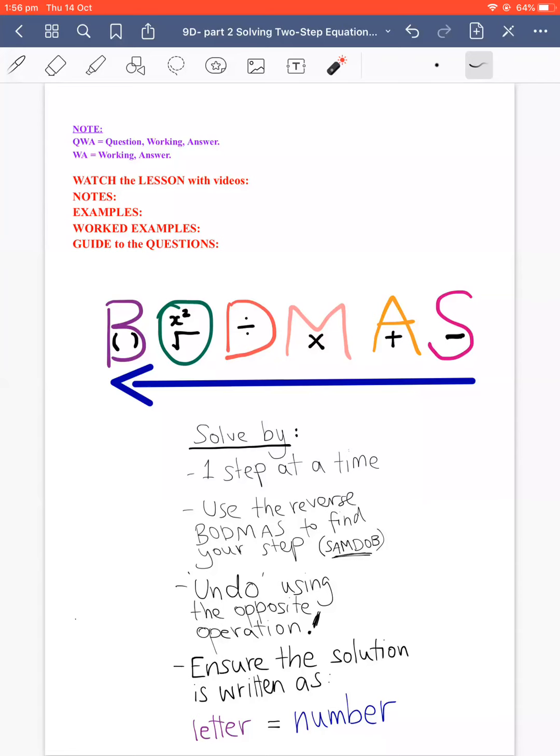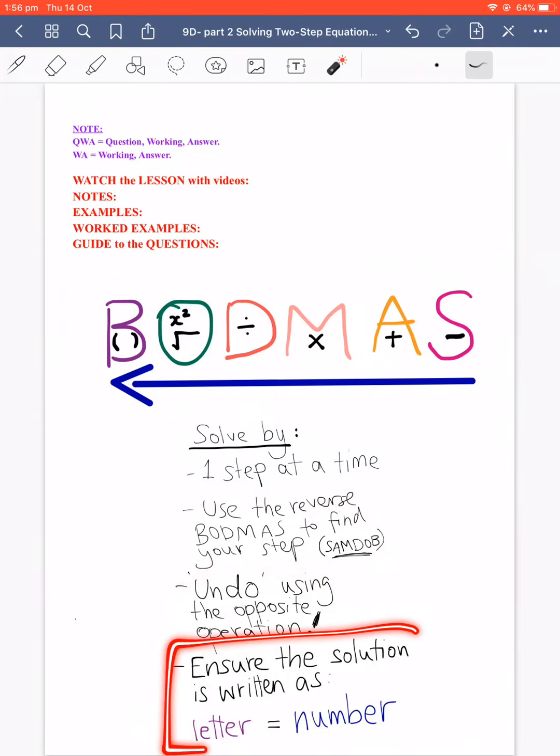Okay, going through our questions now. So this is just a little bit of a walkthrough of how we approach questions. We do one step at a time. In order to find out which step to do first, we use the reverse of BODMAS, or SAMDOB if you like, and then we undo using the opposite operation.